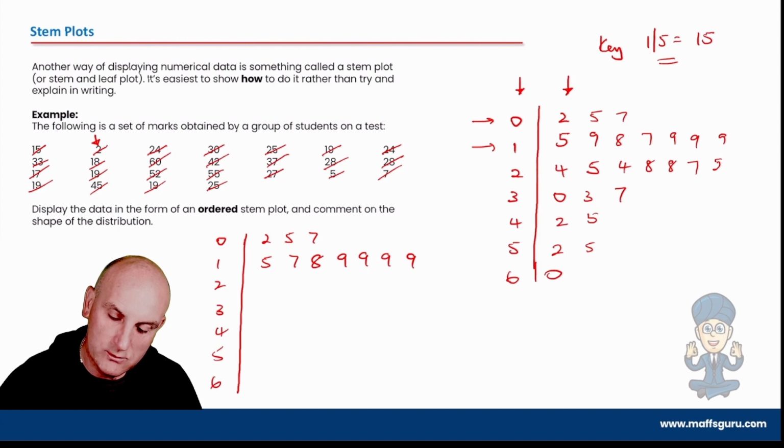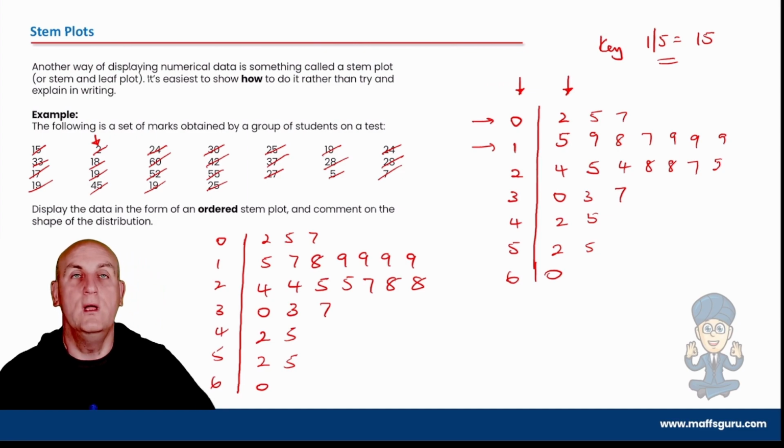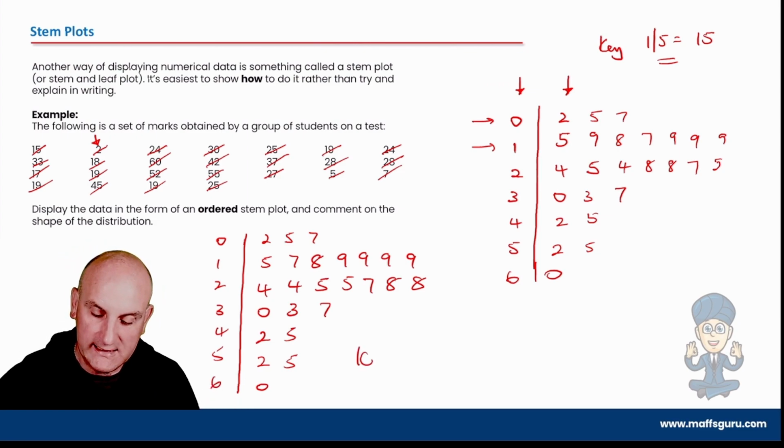This one here, 2 would be 4, 4, 5, 5, 7, 8, 8, 0, 3, 7, 2, 5, 2, 5 and 0. Now again, we'd still have to copy the key down. All right, so 1 line 5 equals 15.